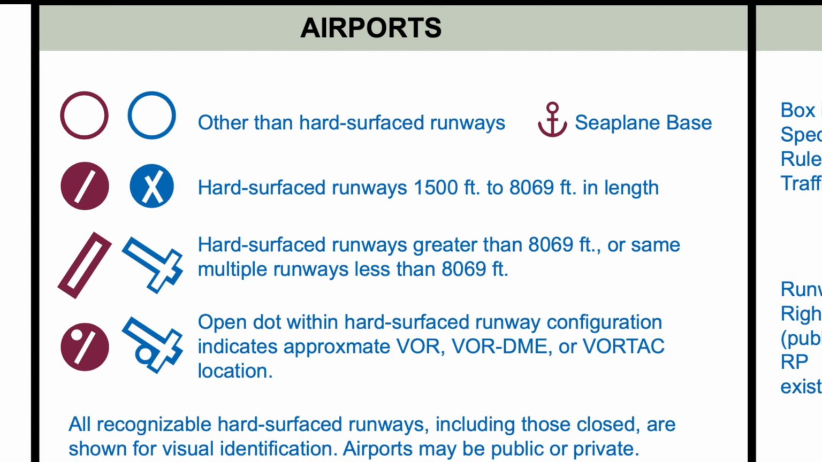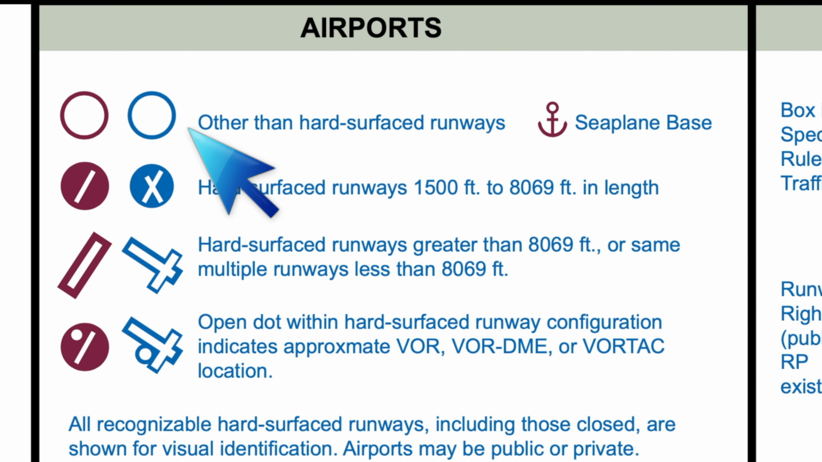Now remember, we're talking about airports here. These circles that you're seeing, the magenta circle and the blue circle, are airports. But there's something very important to pay attention to, and that is that they're both different colors. One is a magenta and the other is blue. And what does that mean? From your previous lessons, you know that a magenta airport does not have a control tower, and a blue airport will have a control tower.